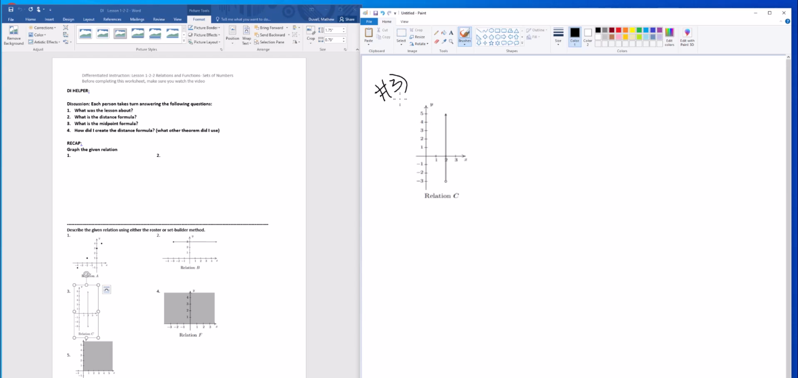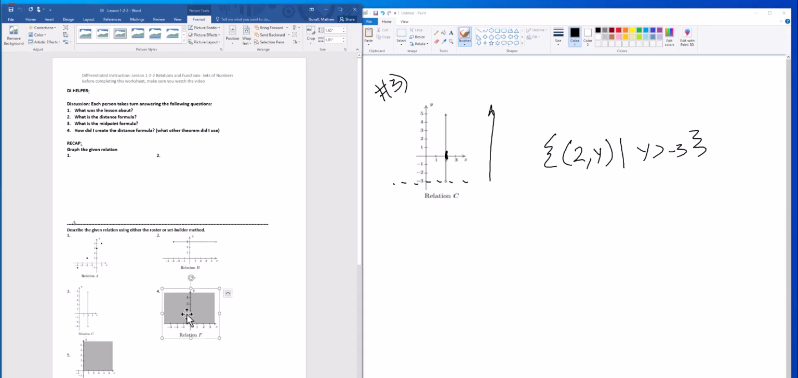So for number 3, same idea here. Because it's solid, there's an infinite number of numbers. It seems to be that the x value has to be 2. Now my y value, it's changing. Now we can define what my y is. Well, it seems to be starting at -3, so y is greater than that -3 since it's going up forever. Now it's an open circle, so that's why I didn't do equal to. Let's look at number 4.